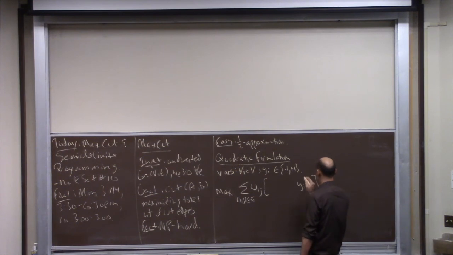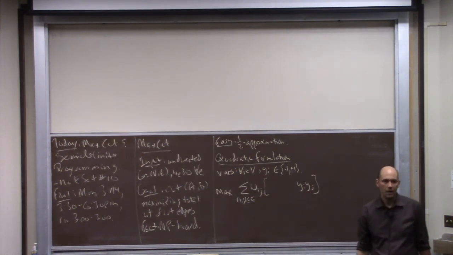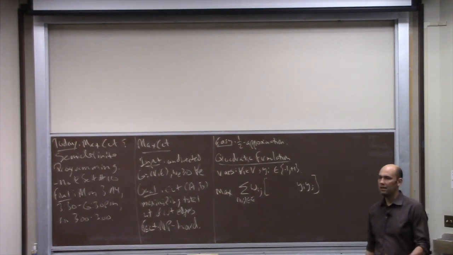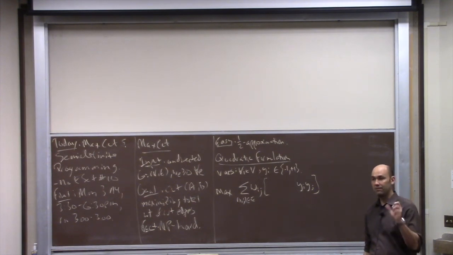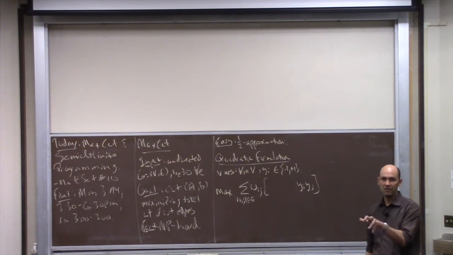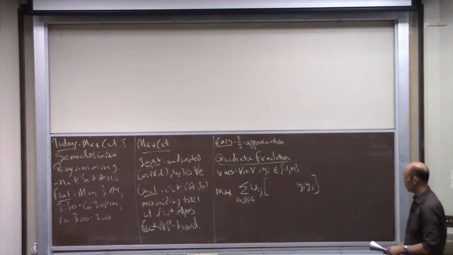product of yi and yj, this product is 1 if the two vertices are on the same side of the cut. Doesn't matter which side, just the same side. And it's minus 1 if they're on different sides of the cut. Okay? And so in that second case, we're on different sides of the cut, and that's a minus 1. We want to get this bonus of the weight of the edge.